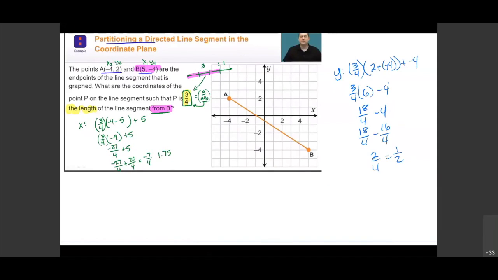Okay, so we have our x and our y value. 1.75 is the x, and then 0.5 is the y.